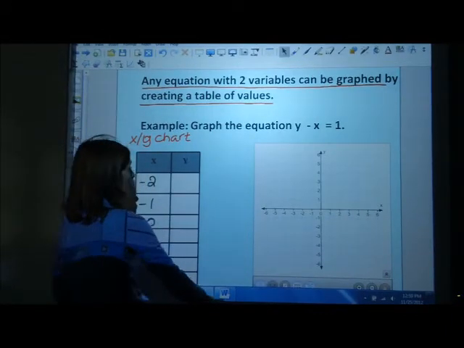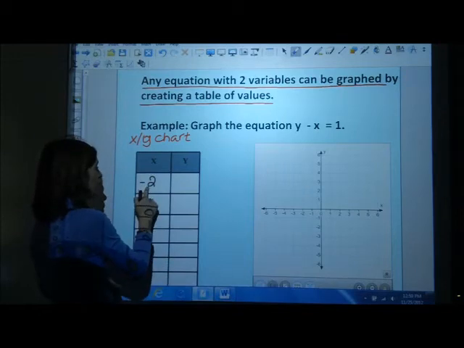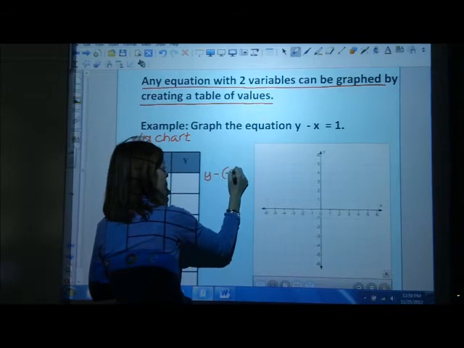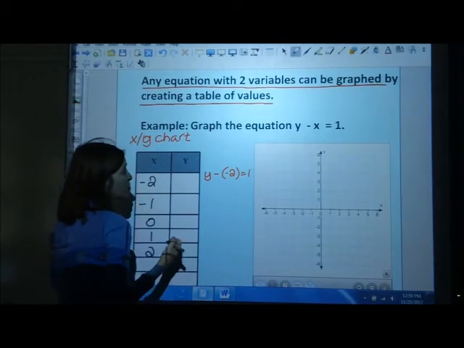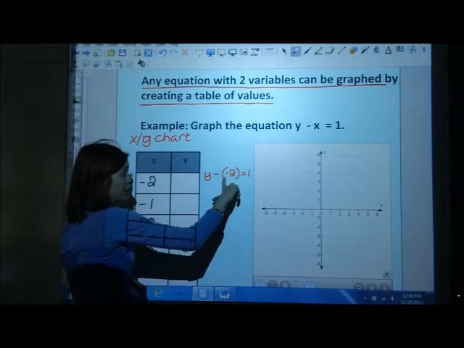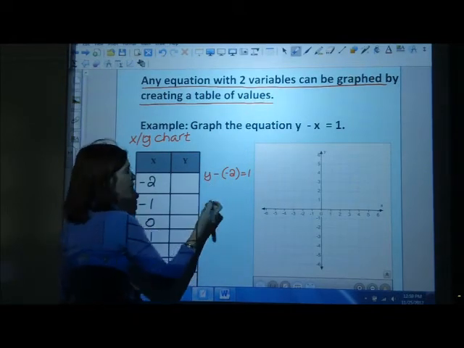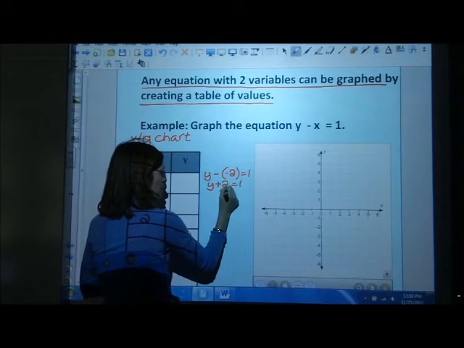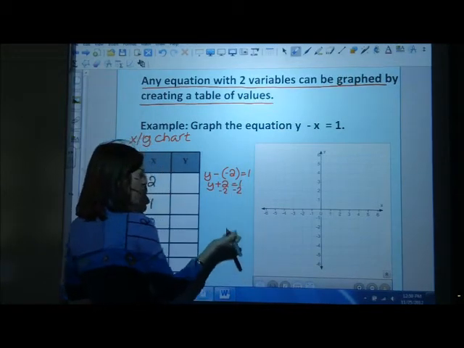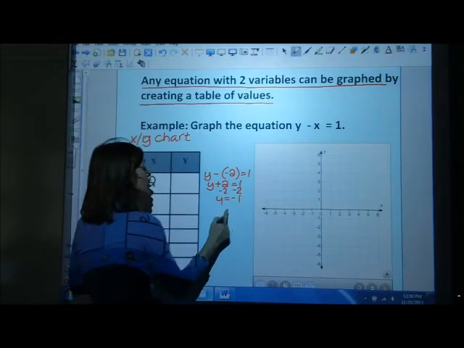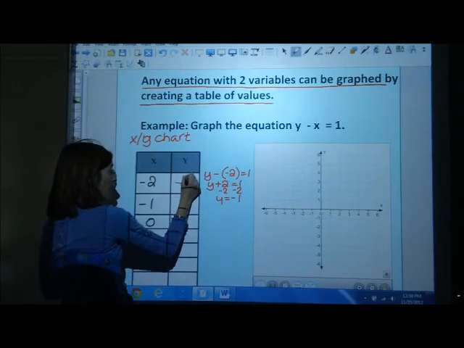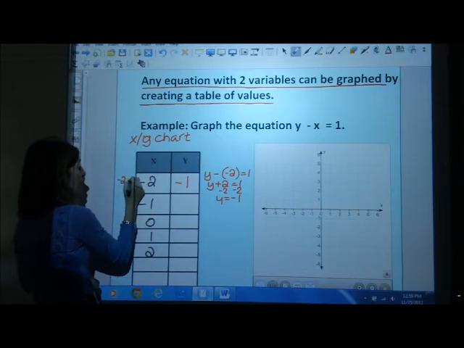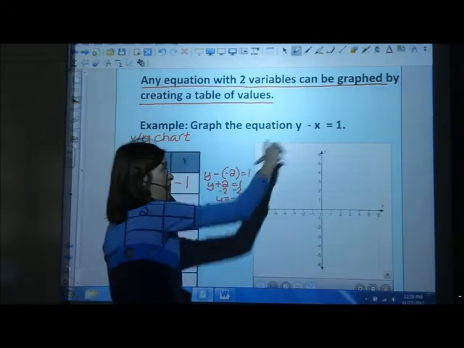Now, I want you to do the work with me, okay? So if we let x be -2, we get y minus parentheses -2 equals 1. This is where that parentheses is really important because now I have a negative times a negative. So this becomes y plus 2 equals 1. We solve for y by subtracting 2 from both sides, and we get y equals -1. So the coordinate point -2, -1 is on the graph of this line.